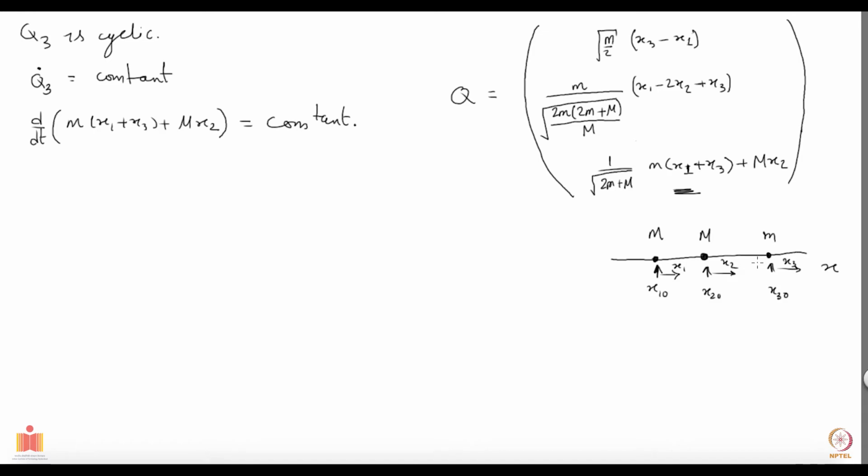So let's ask now: at any time t, if the displacements are x1, x2, and x3, then the particle will be located at xi0 plus xi, where i runs from 1 to 3. This will be the location of the particle.